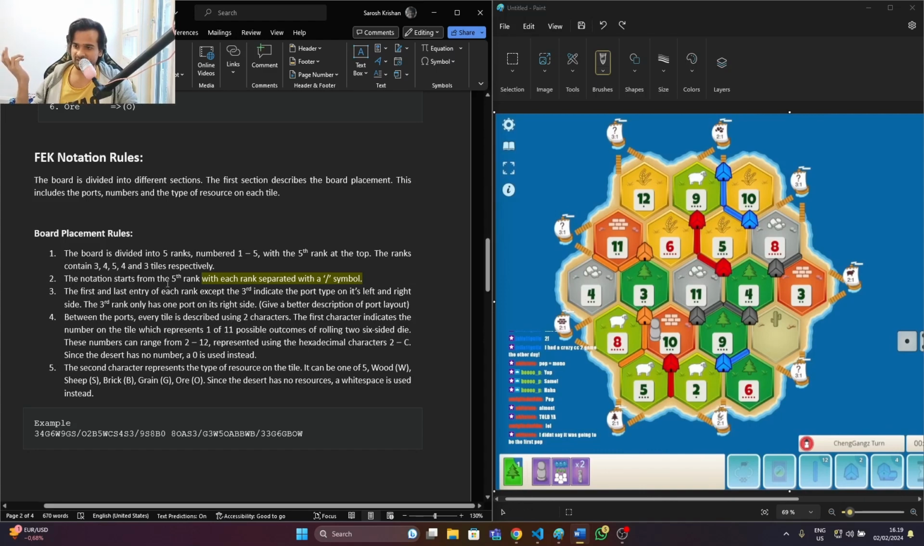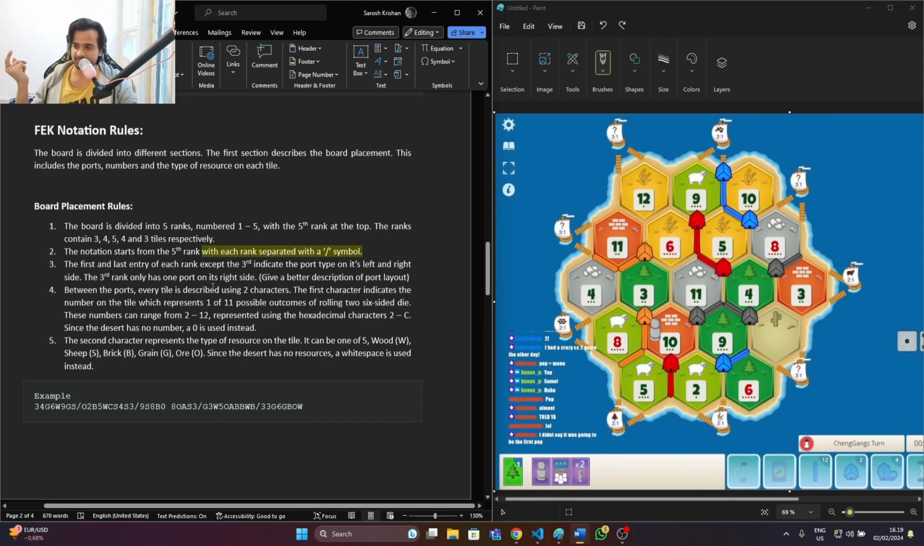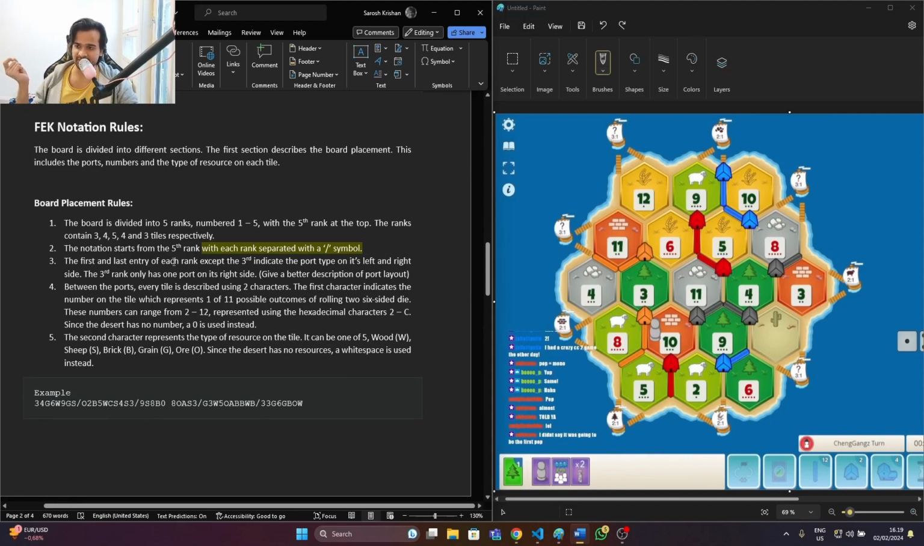The notation starts from the 5th rank. So it starts at the top. The first and last entry of each rank, except the third one, indicates the port type on its left and right side. So this port and this port for this first rank, this port and this port for this second rank. I know this port is shared between the first and second rank, but it's mostly in the second rank. And this one's for the third one, the sheep port. This is for the fourth, these two, and for the last one, these two. So that's how you define the ports, the first and the last entry.